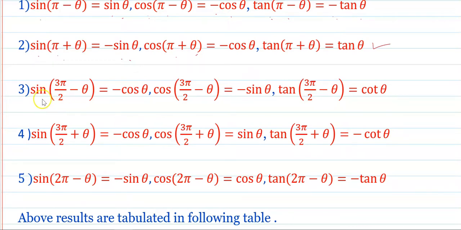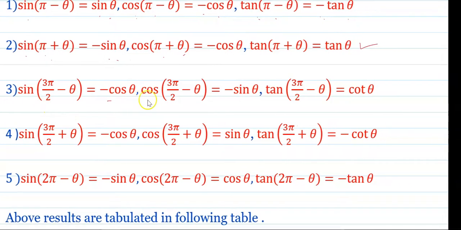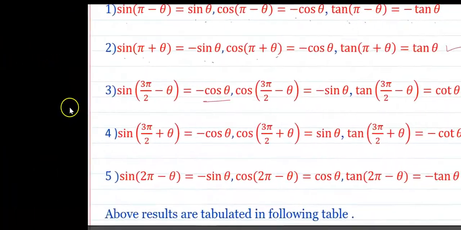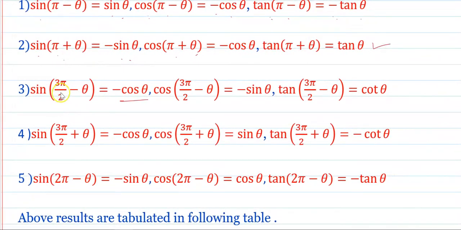Okay, now see here, sin of 3 pi by 2 minus theta lies in the third quadrant and in the third quadrant sin is negative and hence we have minus cos theta. And another thing to remember: whenever there is an integral multiple of pi by 2 minus theta or plus theta, the function changes.